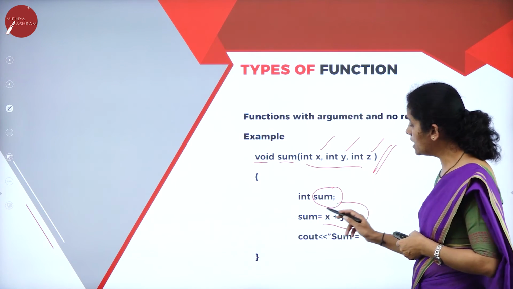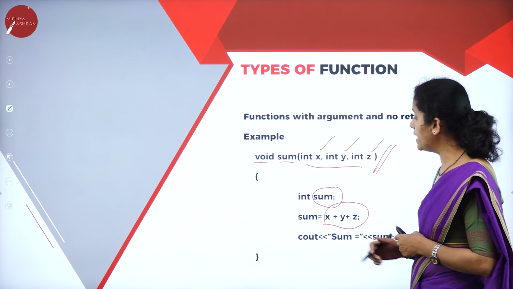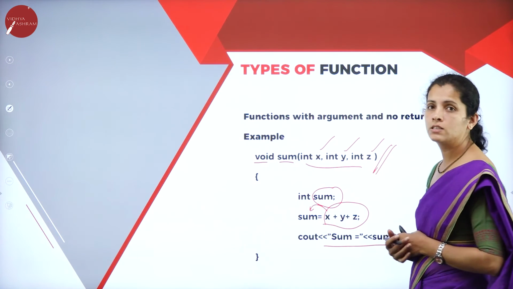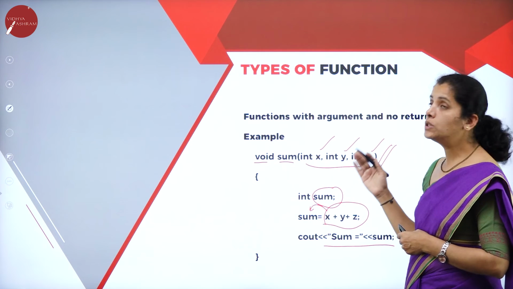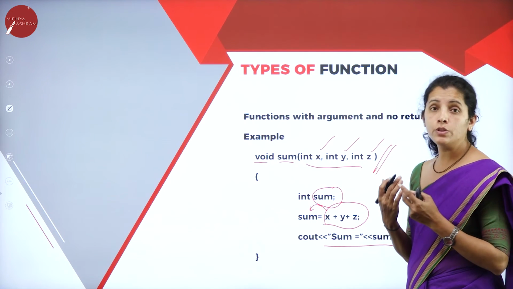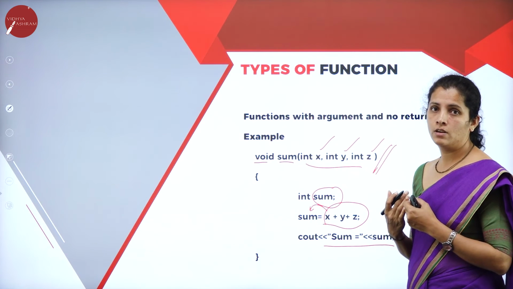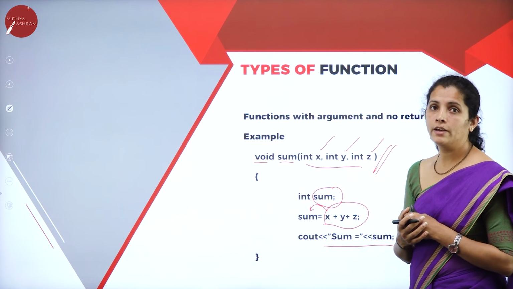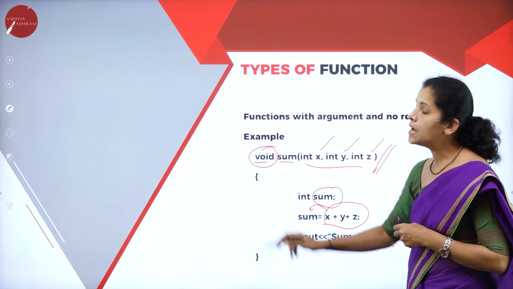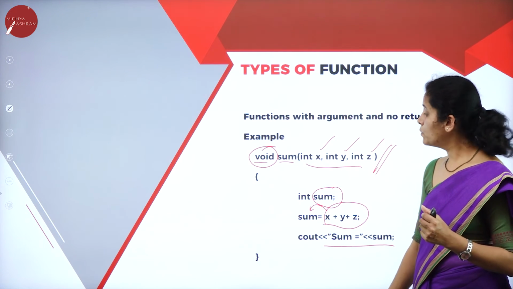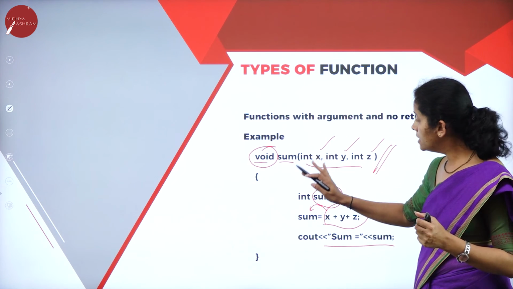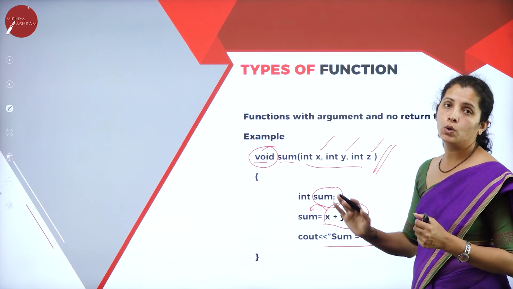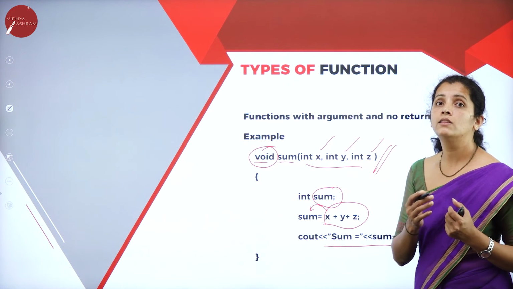After adding 3 numbers, whatever the output I'm going to get, I'm going to store in this sum. Now I'm going to display the output sum. According to this type, I am able to receive the argument from the calling function, but I am not able to return the values to the calling function. So what is the return type? Void. That indicates that I'm going to perform all the operations in this function and I'm going to display the output here itself. I don't want to return the values to another function.